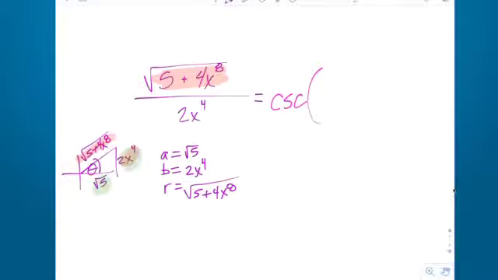Which ratio is that? Tangent. So we'll put arc or inverse tangent of 2x to the 4th over the square root of 5. Close, close. What?